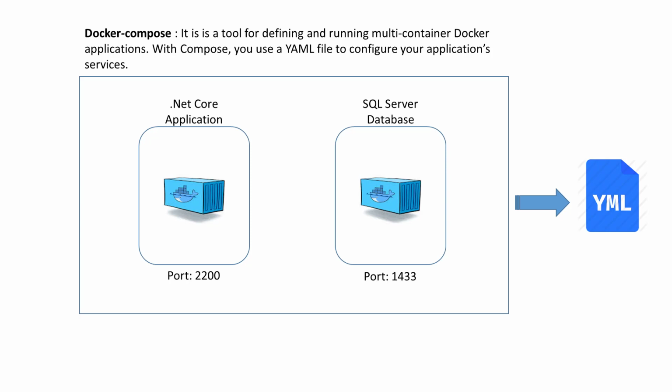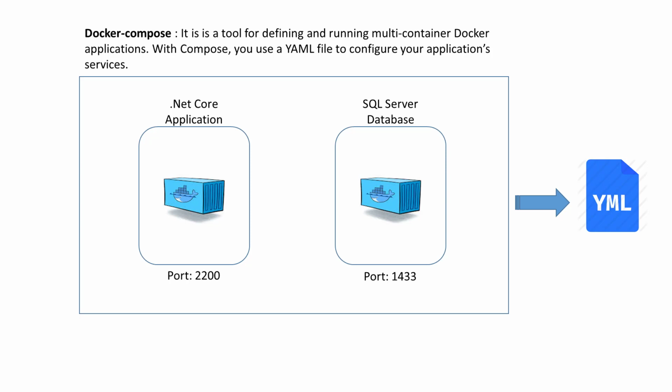Before we begin with Docker Compose, let us revise what we have accomplished in the previous video. In the previous video, we learned how to create an SQL Docker image and push it to Docker Hub along with a custom database in it. In this video we will use that same SQL Docker Hub image as a SQL Server database, and we will expose it to port 1433. We create a separate container Docker image for the .NET Core application, and we expose it to port 2200.